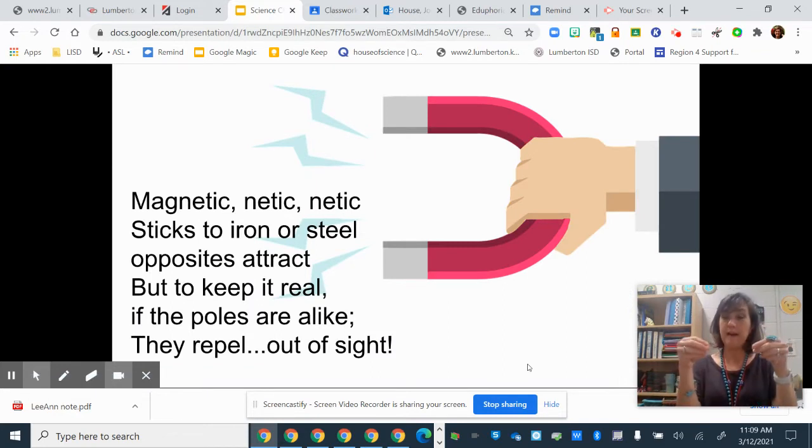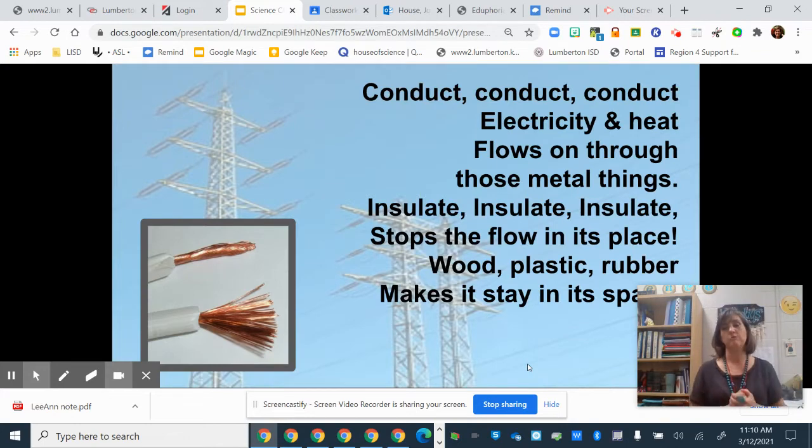Now, if you have two magnets, if they're opposite poles, like you have a positive and a negative, then they're going to attract. But if you have two that are the same, it's going to repel or push away. So for this one, we're going to go magnetic, magnetic, magnetic, sticks to iron or steel. Opposites attract, but let's keep it real. If the poles are alike, they repel out of sight. Right? The next one we've already been working on when we studied electricity, but let's do this again.